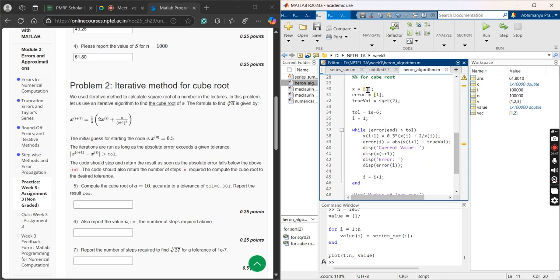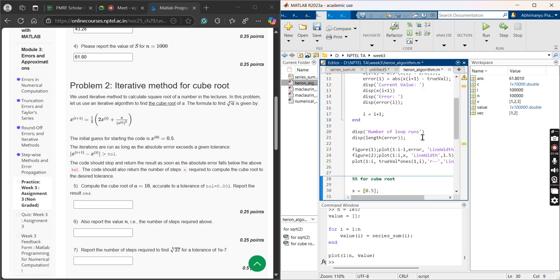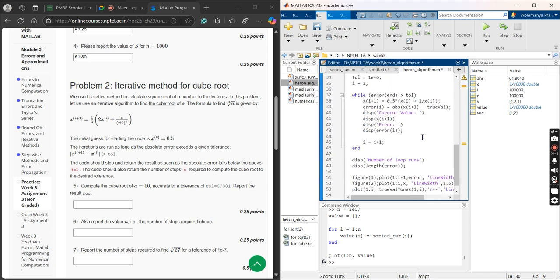I just copied the entire thing. It's mentioned over here that we should take our initial guess as 0.5, so I will initialize it to 0.5. For the first part, compute the cube root of a is equal to 16, accurate to a tolerance of 0.001. Okay, so this formula was for the cube root of 2.